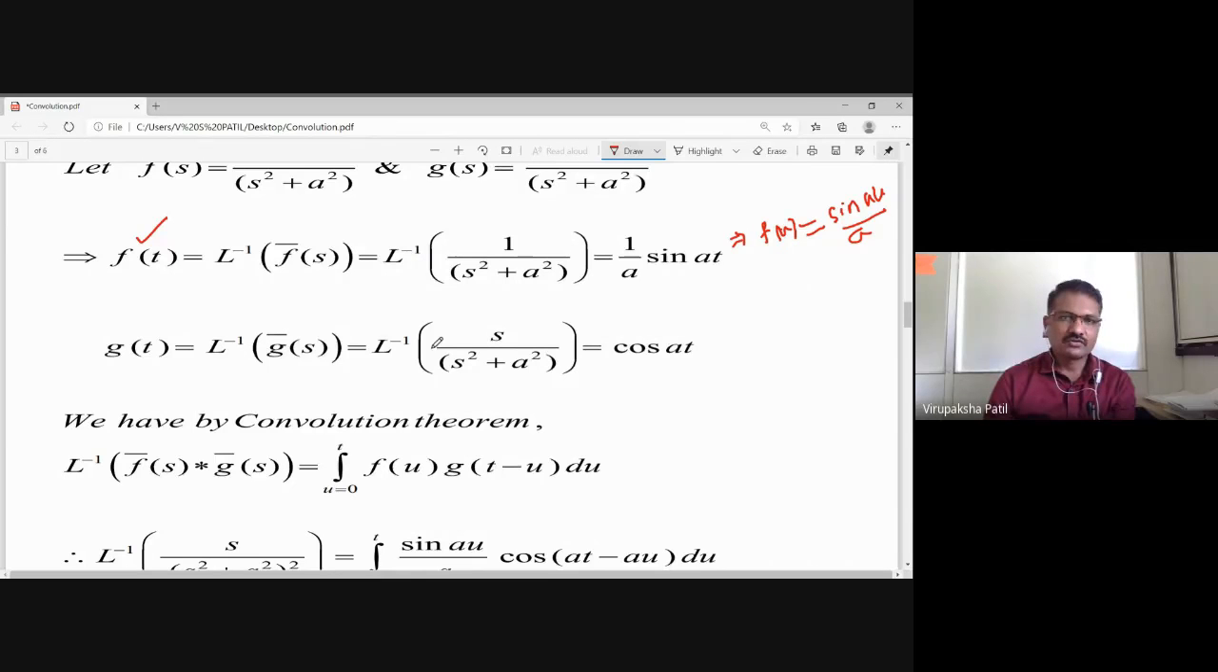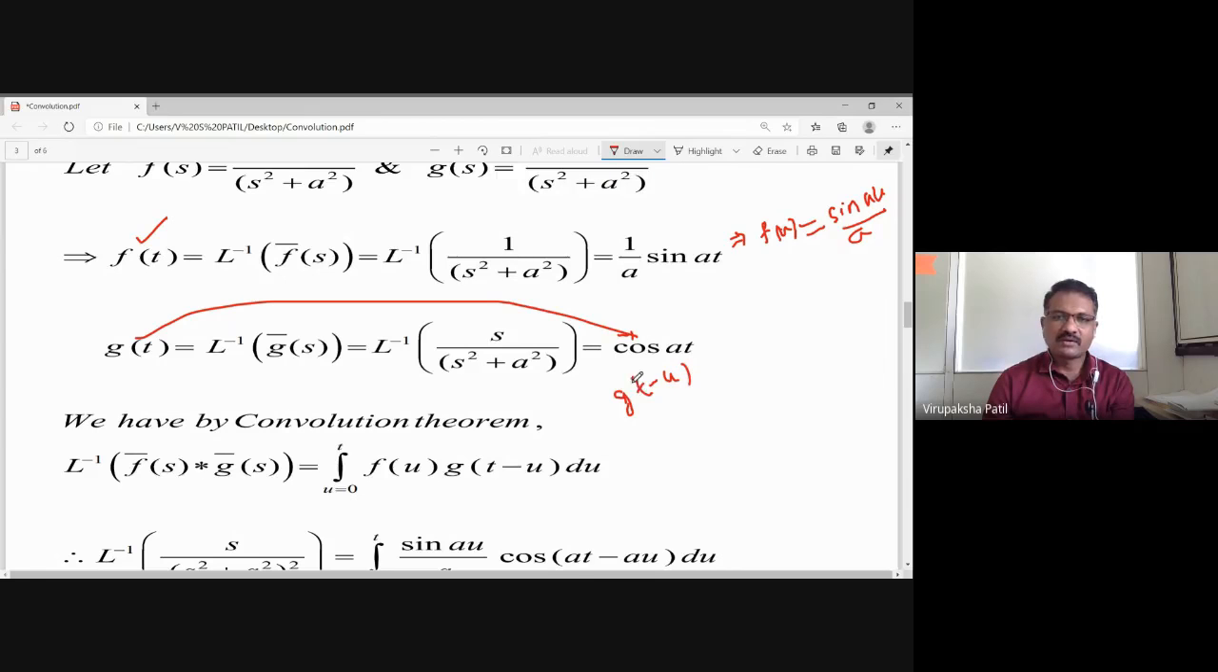That is L inverse of g bar s is equal to L inverse of s divided by s square plus a square, which is the standard result. L inverse of s divided by s square plus a square is equal to cos at. If g of t is cos at, what happens? We require g of t minus u.